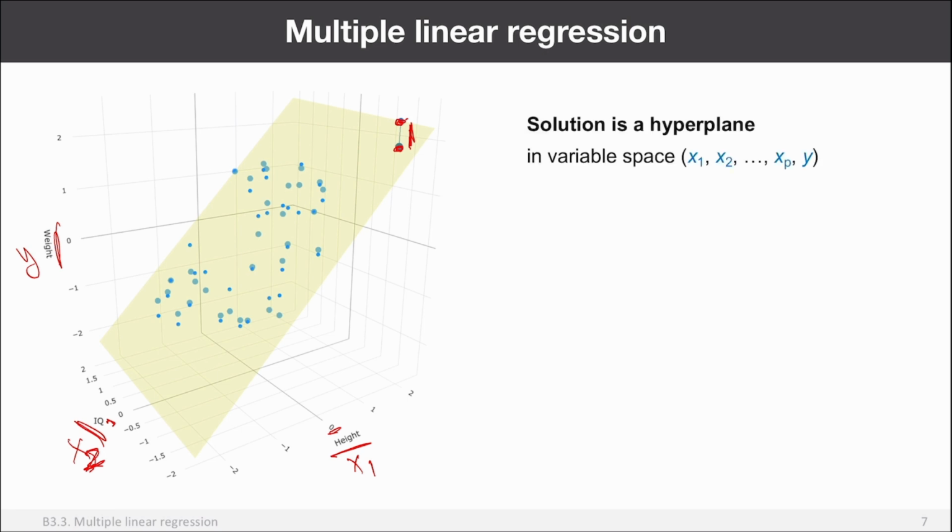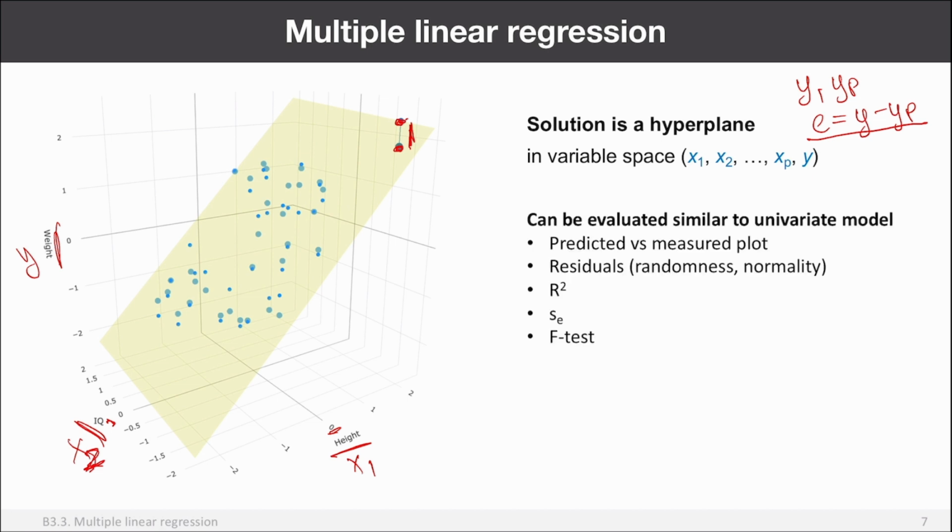Because you have many X variables, but only a single Y, and the model also gives you a single variable with predicted values, so you have Y and YP, it means that you can reuse all the knowledge that you gained in the previous learning sequence about estimating the quality of your model. You remember that we simply take the error of prediction, y minus yp, and then we calculate all statistics based on it. So we can make a predicted versus measured plot, we can make plots for residuals, checking both randomness and normality, we can compute R-squared, we can compute standard error, and we can also make an F-test.